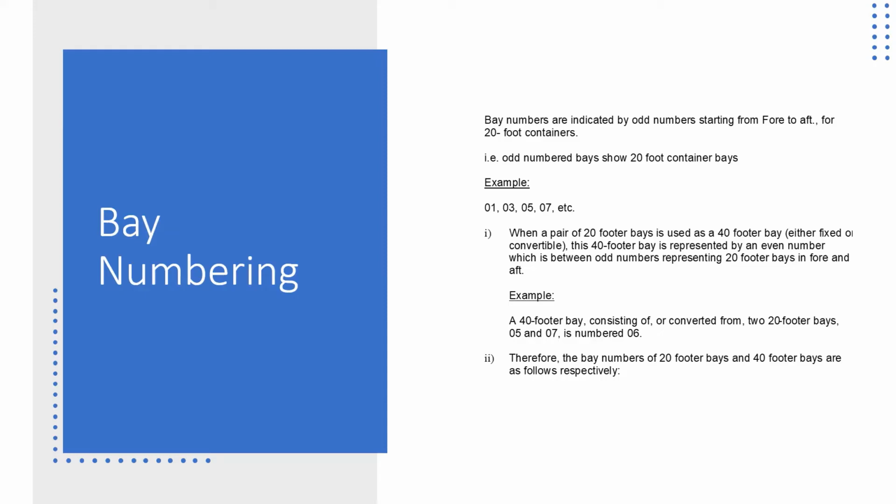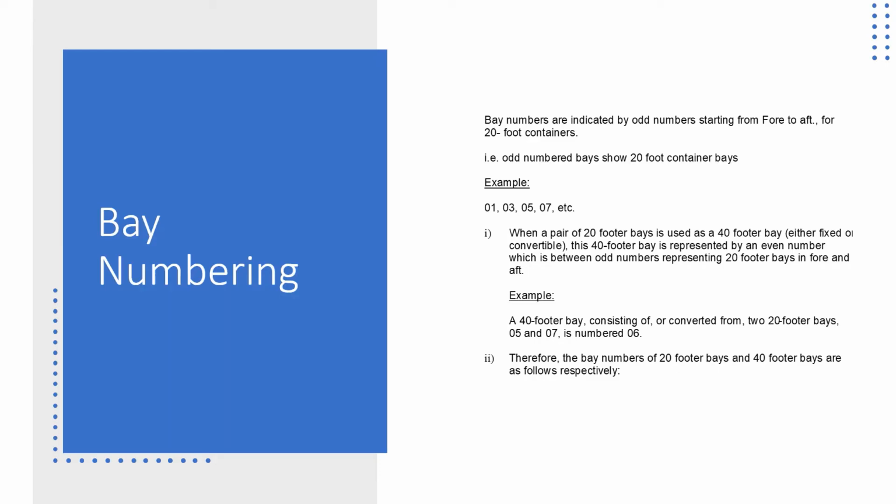Bay numbers are indicated by odd numbers starting from forward to aft for 20-foot containers, and even numbers for 40-foot containers. So the odd-numbered bays are 20-foot container bays: bay number 1, 3, 5, 7, 9, 11, 13. They all will be for 20-foot containers. But if a 40-foot container comes in, we don't say bay 1 or bay 3, we say bay 2. Bay 2 is between bay 1 and bay 3, and it is assigned to a 40-foot container. Bay 1 and bay 3 are assigned to 20-foot containers, so you may have two 20-foot containers in bay 1 and bay 3, or one 40-foot container in bay 2.